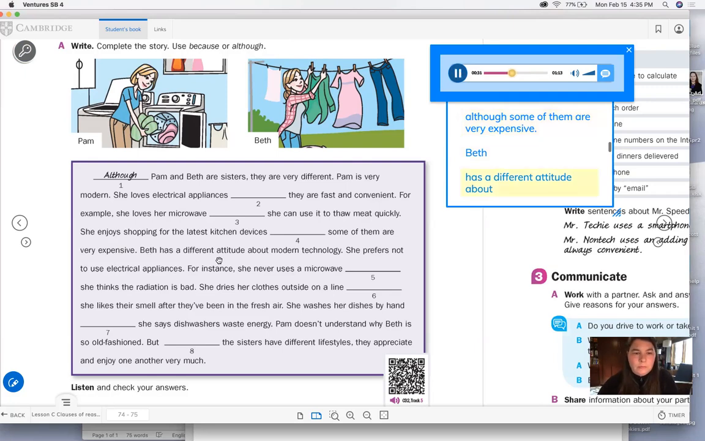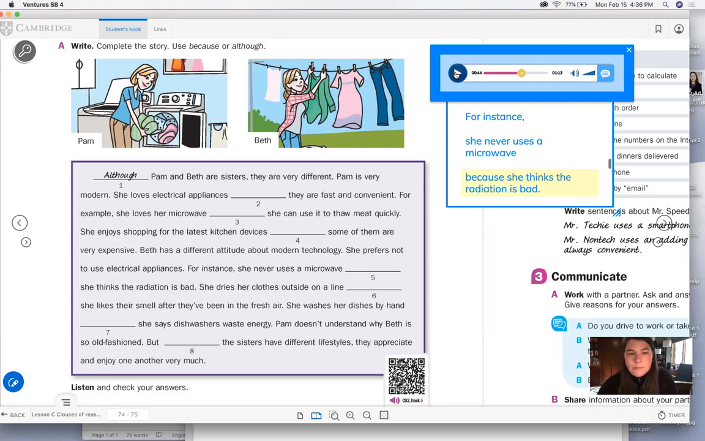Beth has a different attitude about modern technology. She prefers not to use electrical appliances. For instance, she never uses a microwave because she thinks the radiation is bad. Okay, why doesn't she use a microwave? Because she thinks the radiation is bad. Okay, she doesn't use it because she doesn't like it.